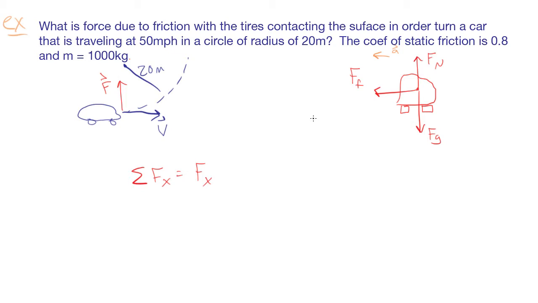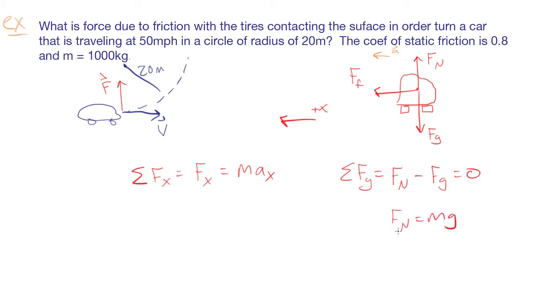I'm going to choose left to be positive x because I can do that. And I know it's accelerating, so my force due to friction is just equal to the x component of the acceleration, which is the only acceleration that I have. In the y direction, I've got something fairly straightforward. The normal force is balancing gravity. So the force normal is equal to just mg, since we're not accelerating in the y direction.